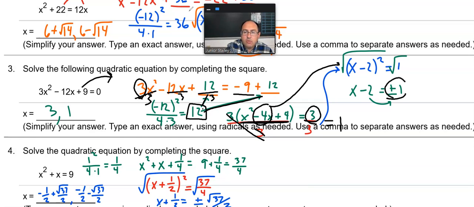We've got a plus and minus 1. We add 2. And 1 plus 2 is 3. And negative 1 plus 2 is 1. Those are your final answers on that one.